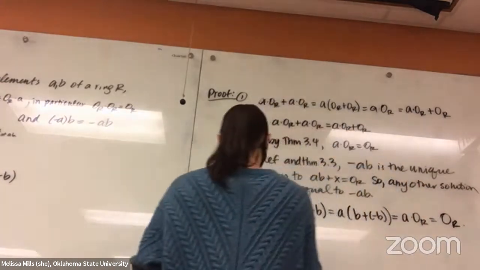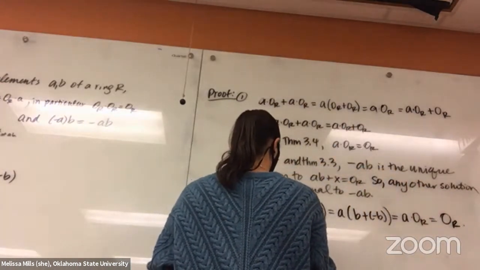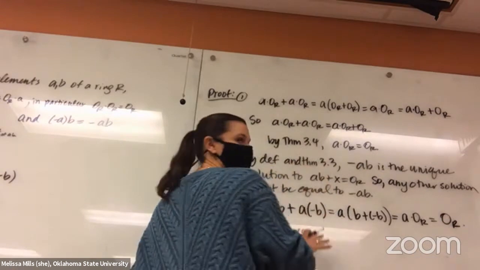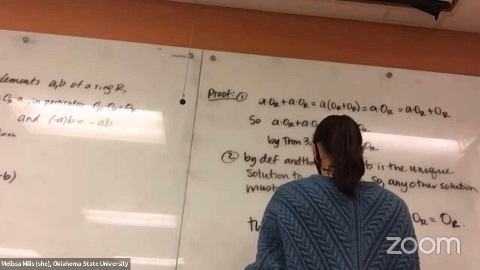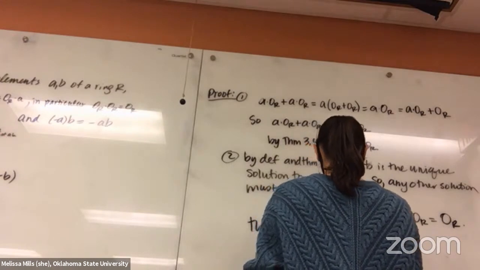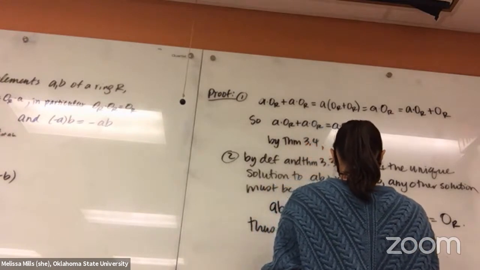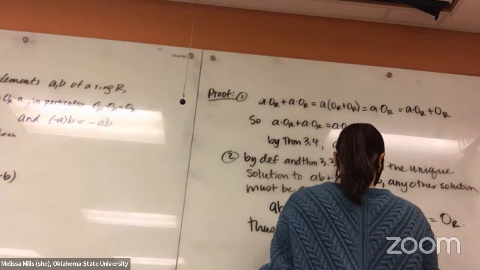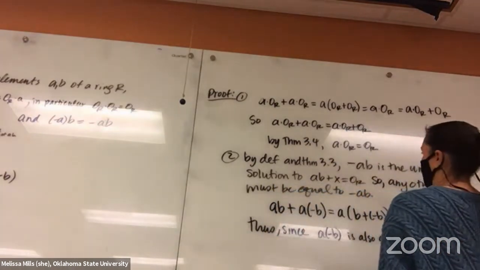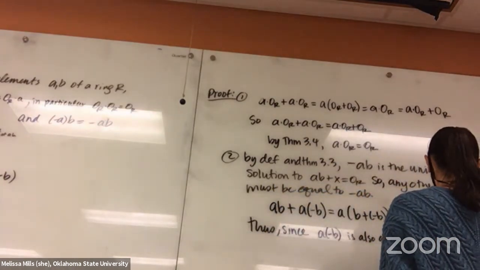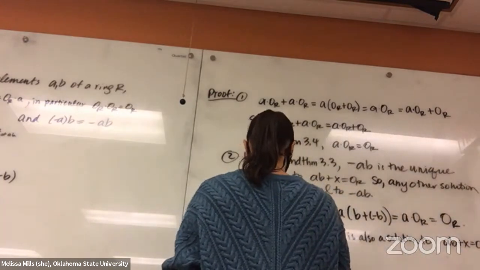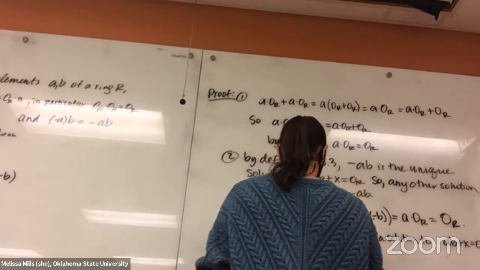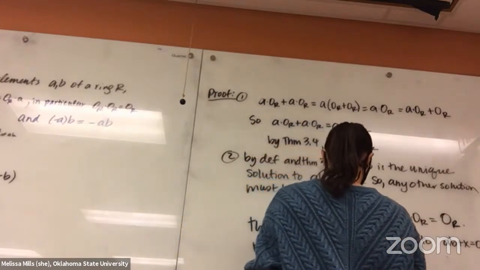And so thus, since, and I'm writing out a lot of words here, but I want you to be able to follow this when you look back. Thus, since A times minus B is also a solution to AB plus X equals 0R, we have that A times minus B equals minus AB.